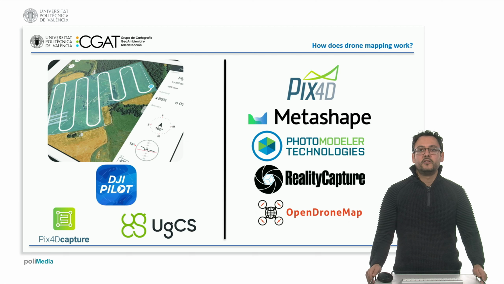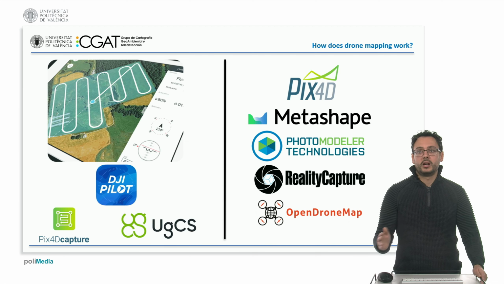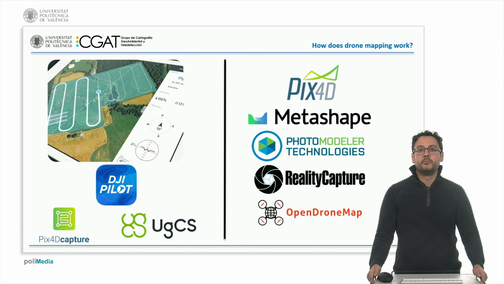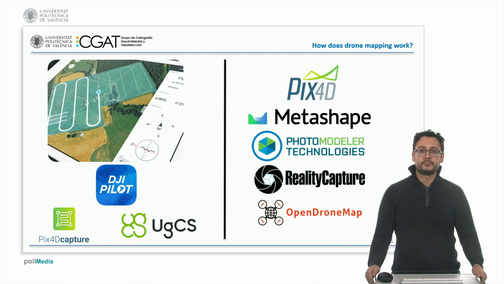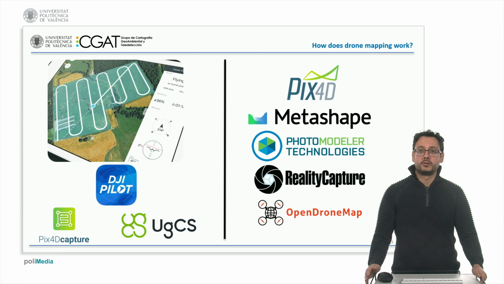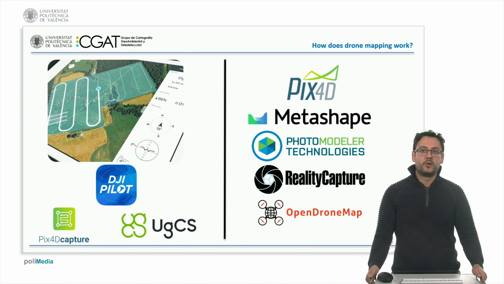There are a wide variety of planning software available on the market that can be used depending on the brand and model of drone that you have. For example, DJI Pilot, Pix4D Capture, or UGCS. In this sense, a great variety of different types of flight can be performed depending on your needs: corridor, grid, spiral around an object, etc.